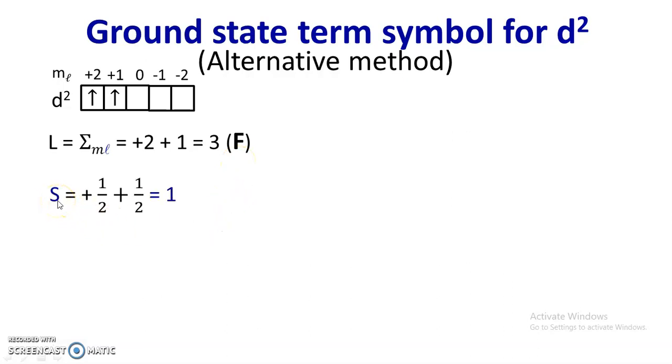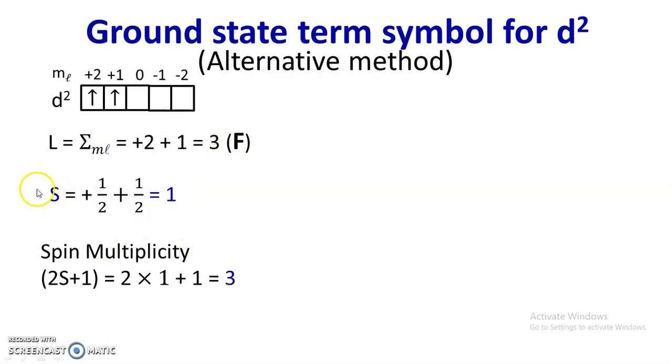Then the resultant spin quantum number: there are 2 electrons spinning along the clockwise direction, so plus half plus half is equal to 1. So this is the value of S. So S is equal to 1, L is equal to 3. Then as S is equal to 1, the spin multiplicity will be 3, as per the formula 2S plus 1. Here the value of S is 1, so 2 times 1 is 2, plus 1, that is 3. So this is the spin multiplicity.